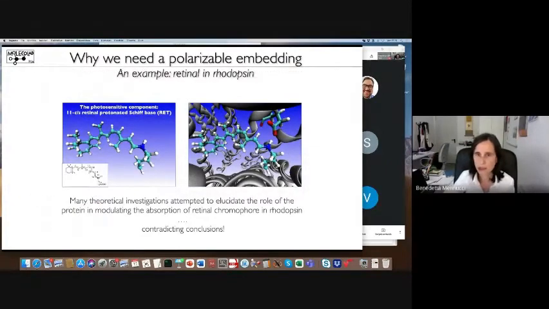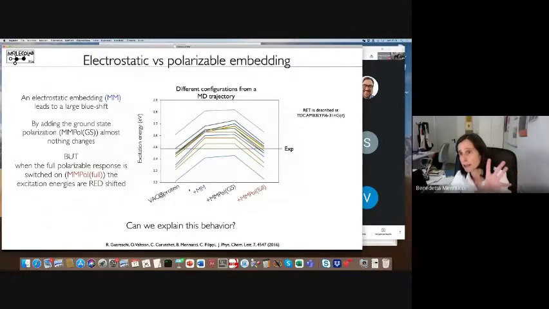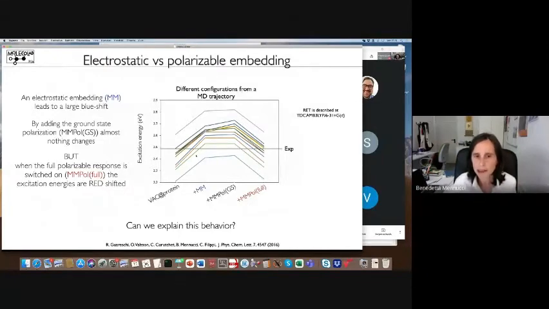So just to give you an example of this kind of response, a simple example. We took retinal, which is the chromophore present in rhodopsin, and we did a simple calculation. We first of all did QM/MM molecular dynamics. Another group did the QM/MM molecular dynamics trajectory. We took different configurations along this dynamics, and we computed vertical excitation in different models. So the first model is the isolated chromophore retinal, so without protein, but with geometry calculated during the dynamics. So you can have different geometries of the retinal and different excitation energies. Then we switch on the effect of the protein with an electrostatic embedding, and what we see is a blue shift, a significant blue shift.